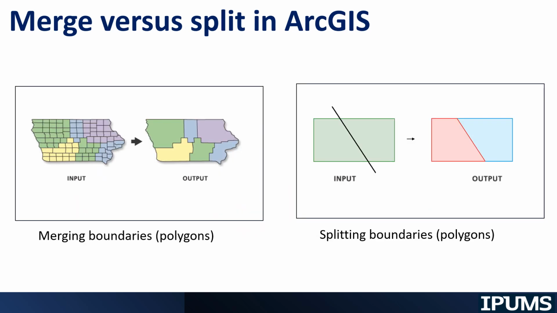Which brings me to the point: do you want to merge polygons or do you want to split boundaries or polygons? If you are going from the most detailed to the least detailed, then you are merging boundaries. You select all these polygons and then you merge. But if you are going the other way around, from less detailed to more detailed, then you are going to create lines, in which case you are going to split this bigger polygon into several polygons.